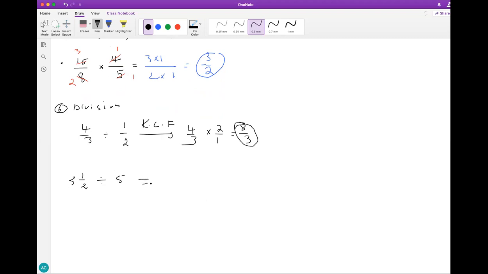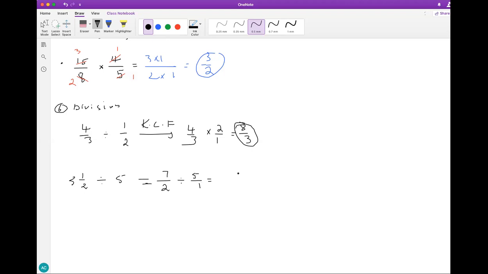You keep the first one. Now, before we keep change flip, we need to make both of them fractions. Oh, we have to multiply 3 times 2. Exactly. 3 times 2, 6, plus 1, 7, 7 over 2, right? We don't flip yet. How do you make 5 into a fraction? Just say 5 over 1. That's right. Now that we have two fractions, to divide, we're going to repeat the same process as here.